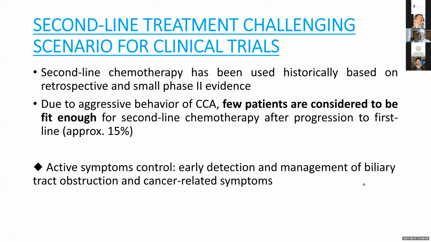What if there is disease progression after first-line treatment? What is the standard second-line treatment? Second-line chemotherapy has historically been based on retrospective and small phase 2 evidence. Due to the aggressive behavior of cholangiocarcinoma, actually few patients are considered fit for second-line treatment. And along with second-line treatment, active symptom control, such as early detection and management of biliary tract obstruction or cancer symptoms, is the most important part of treatment.